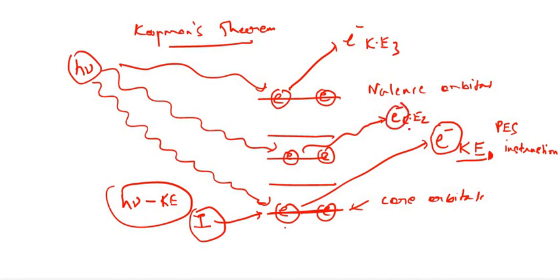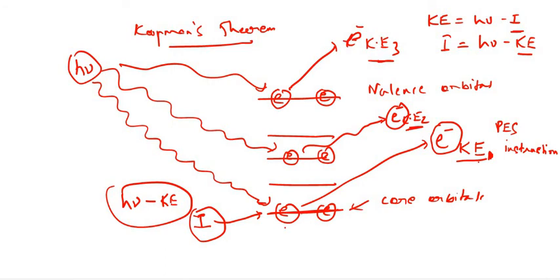So for this electron the kinetic energy is Ke2, for this electron the kinetic energy is Ke1, and for this electron the kinetic energy is Ke3. From equation 2, which I already told you, kinetic energy is equal to h nu minus I, where I is the ionization energy, or we can say that I is equal to h nu minus Ke. So for these electrons the kinetic energy is different, so their ionization energy will be different.